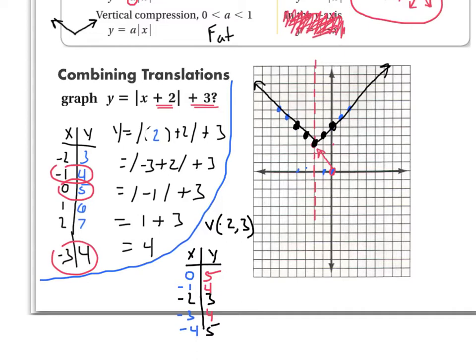Can you do another example? Most definitely. Most definitely we'll do another example. So let's try the one right next to it.